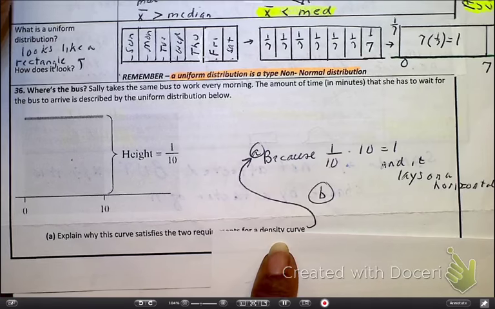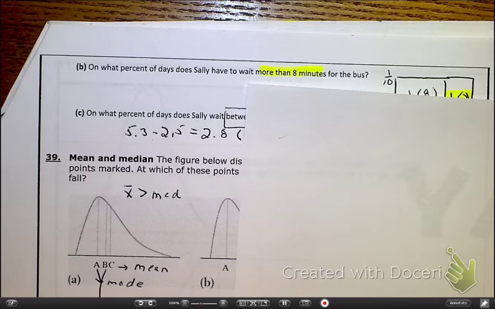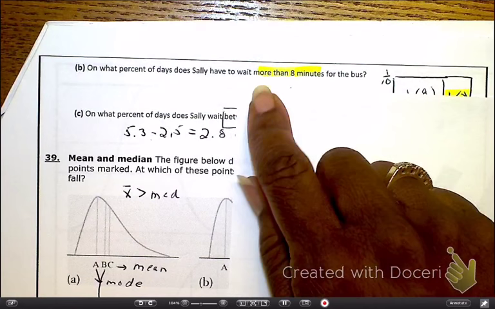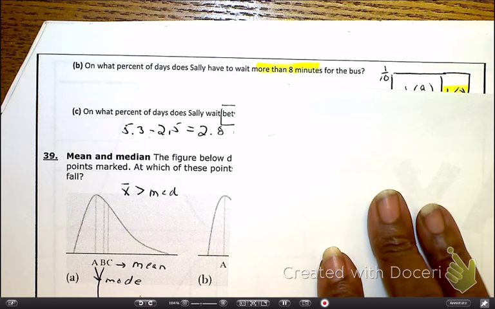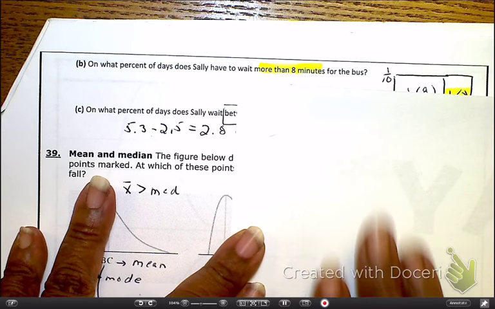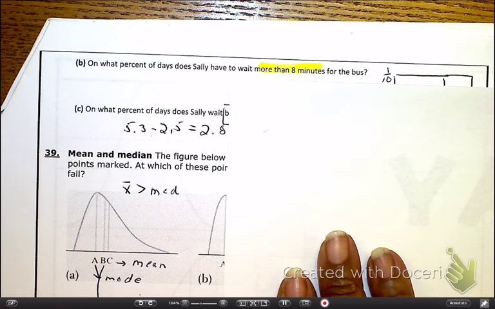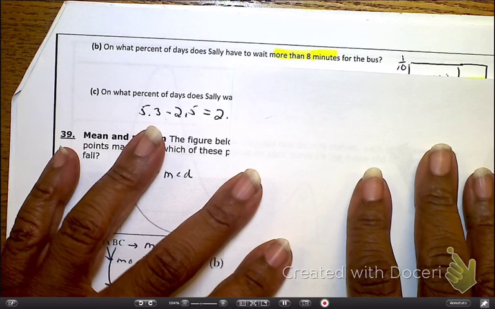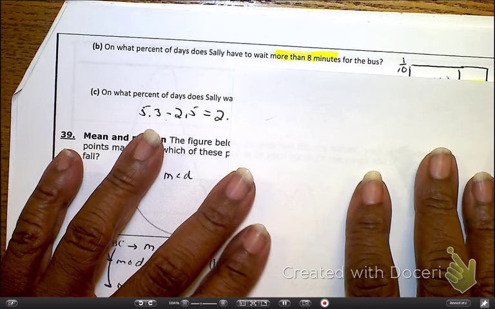Now we can go ahead and go to the next page. I don't know if you want to put it in a situation that you can see both at the same time. Good luck with that. Okay, with the curve that we had, we want it to be more than 8 minutes for the bus. So ladies and gentlemen, go ahead and find for me the probability of it being more than 8 minutes. What's my answer, guys? 20%.